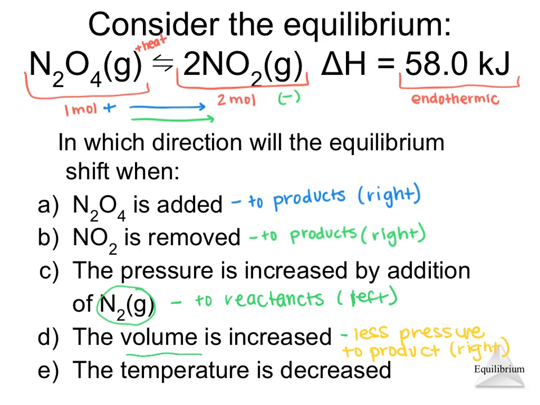And then finally, the last one, the temperature is decreased. So when we decrease the temperature, it's like removing some of the reactant. And so the system wants to move to fill back in that reactant. And so it is going to go to the reactants, which is the left.